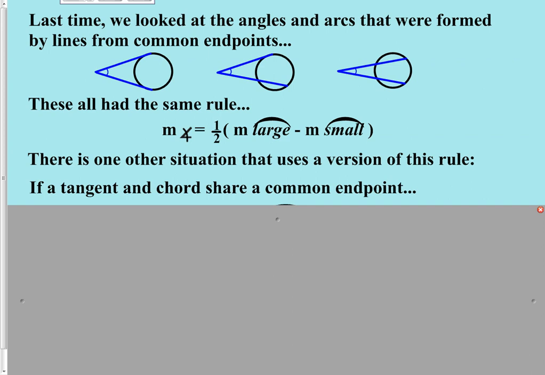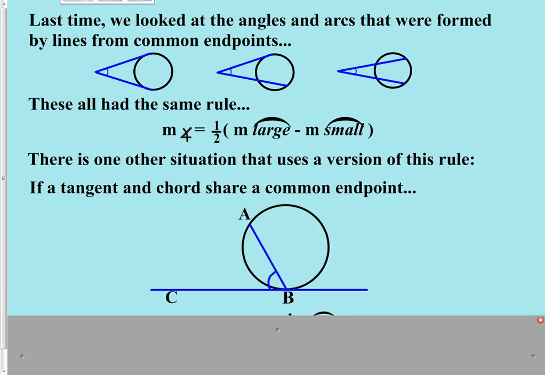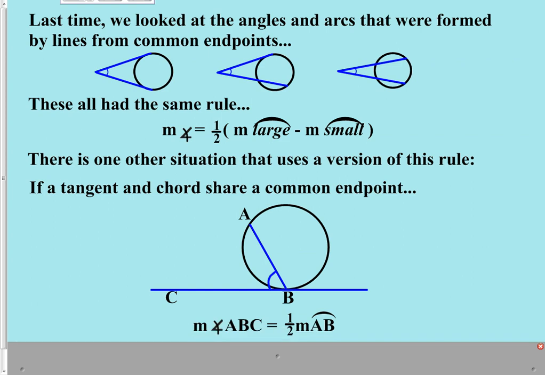Now, when a tangent and a chord share a common endpoint, the appearance of the situation is different, particularly because the intersection is not outside of the circle like we saw last time. Since a chord does not leave the circle, the only way a tangent and a chord can intersect would be at the point of tangency. In this case, that would be point B. So this intersection actually occurs on the circle. However, it uses the same rule.